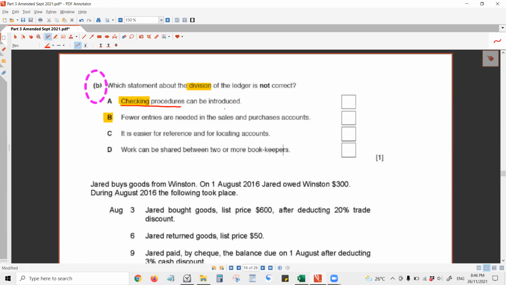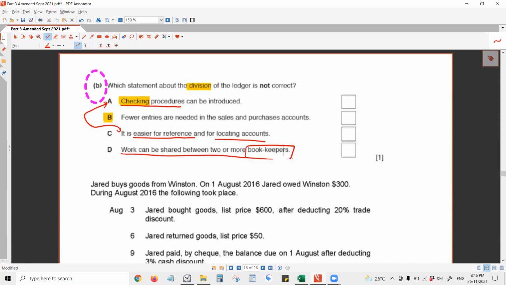Let's say you want to check whether a customer has paid to us or not. So you can do the checking easily by going to the sales ledger. Easier for reference and locating accounts actually sounds the same as A. Not much of a difference, honestly. And work can be shared between 2 or more bookkeepers.